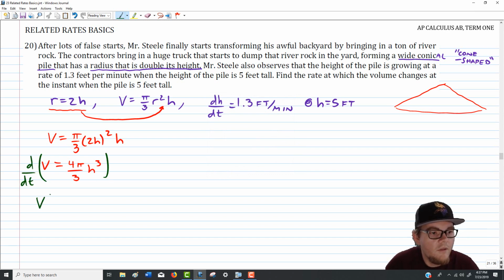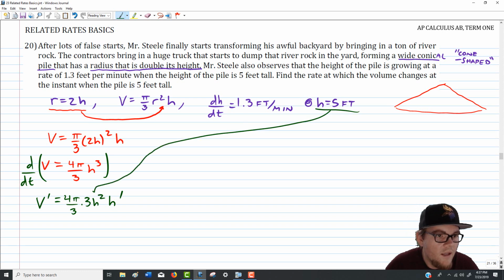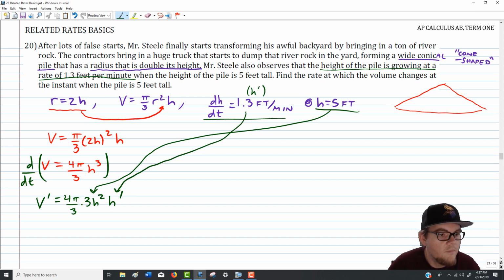Looking at our ingredients here, we'll get v prime equals 4 pi over 3 times 3h squared h prime. The rest of this problem is pretty familiar. They did tell us that h is 5, so we can prepare to plug that in. They also told us that the height of the pile is growing at a rate of 1.3 feet per minute. So that's our dh dt, or h prime, and we can plug in the 1.3 right there.